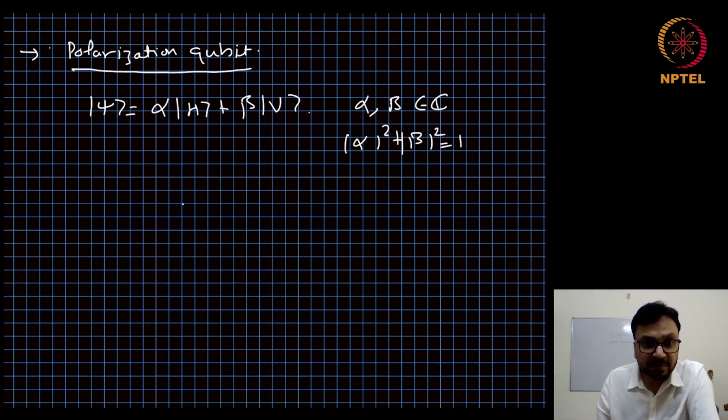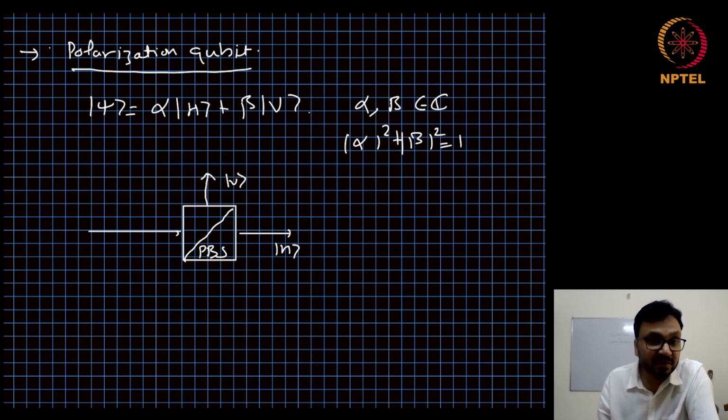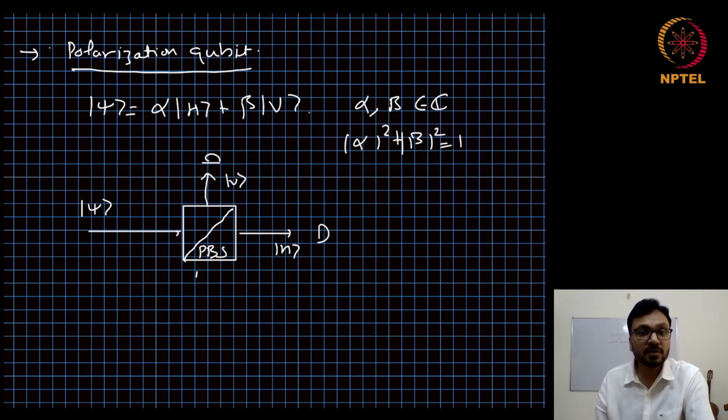Now we take a beam splitter, and this is a polarizing beam splitter. What it does is, if the horizontal polarization is coming in, it will let it go. And if vertical polarization is coming in, then it will reflect it. So vertical will go vertically up and horizontal will go straight. If we send state psi here, then H will go here and V will go there, and we perform measurements, and we get |alpha|^2 and |beta|^2.